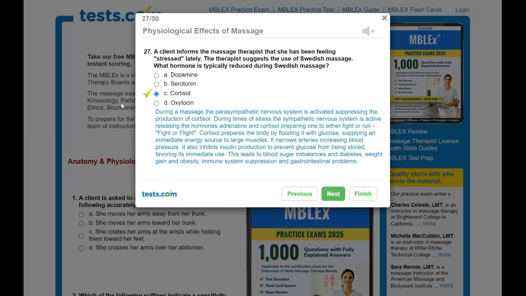During times of stress, the sympathetic nervous system is active, releasing the hormones adrenaline and cortisol, preparing one to either fight or flee. Cortisol prepares the body by flooding it with glucose, supplying an immediate energy source to large muscles. It narrows arteries, increasing blood pressure. It also inhibits insulin production to prevent glucose from being stored, favoring its immediate use. This leads to blood sugar imbalances and diabetes, weight gain and obesity, immune system suppression, and gastrointestinal problems.